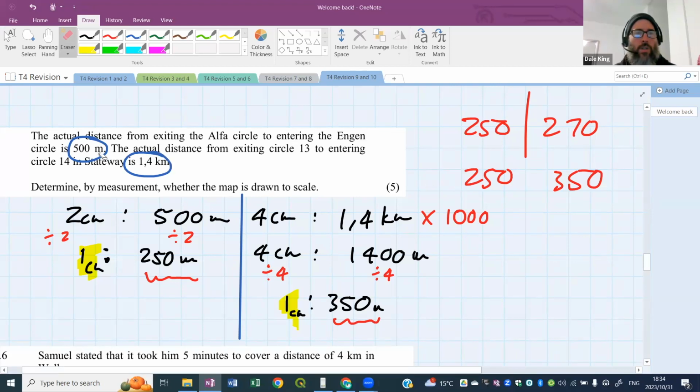But if we read the question, it says the actual distance from the one circle to the other in the first instance is 500. The actual distance from two other circles is 1.4, determined by measurement whether the map is drawn to scale. Well, using our ruler and the measurements we have here, which is 2 centimeters and 4 centimeters, and using their information in a ratio, these ratios are different.